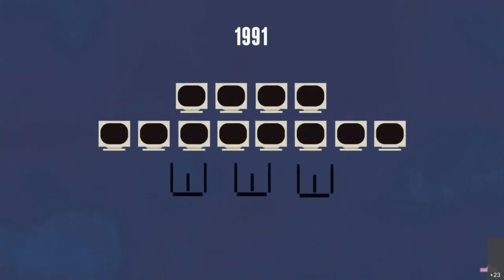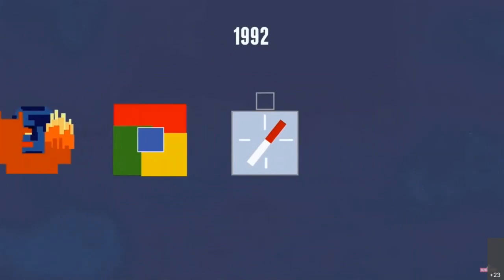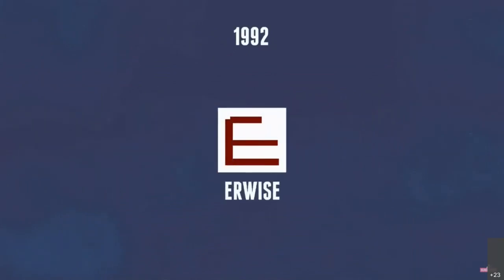This was an entire network of information that was accessible to anyone with an internet connection. You're using a browser right now to watch this video, and some of the popular ones are Firefox, Google Chrome, and Safari, but in 1992, Erwise was created. Erwise was an internet browser and the first to have a graphical interface.